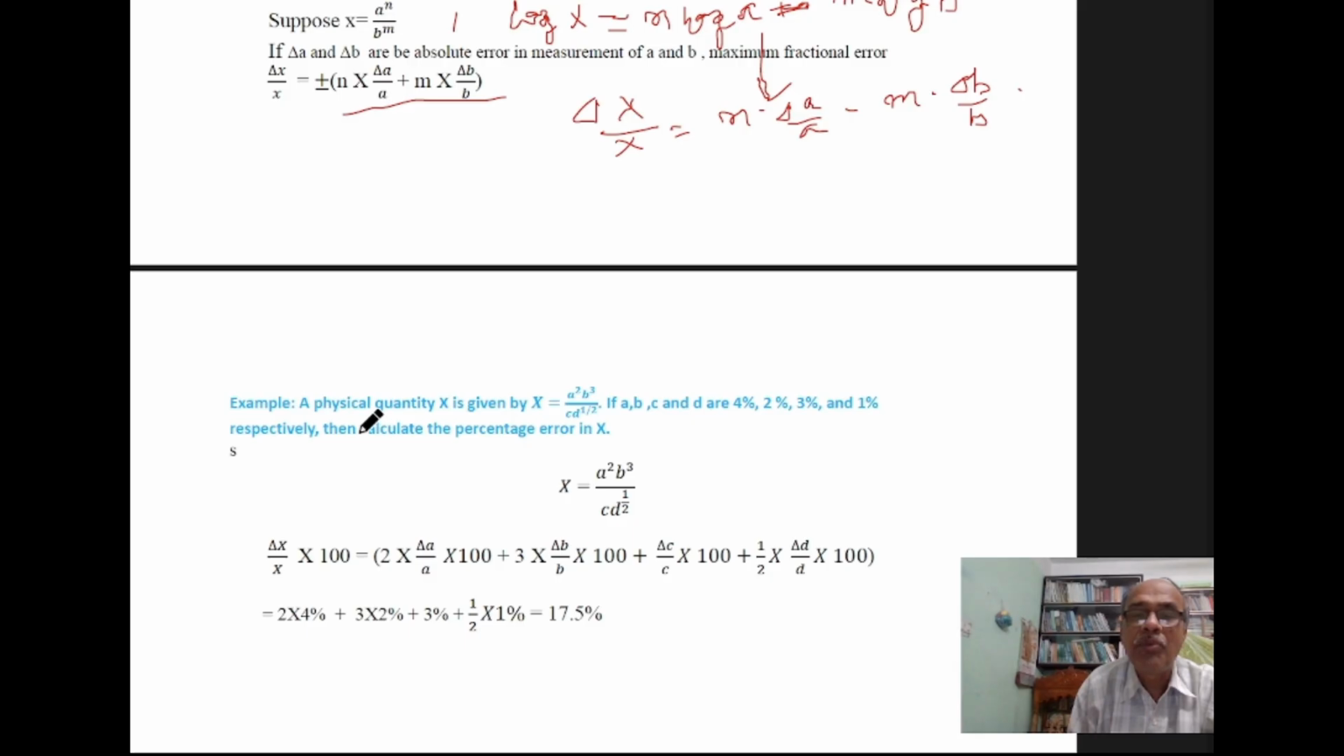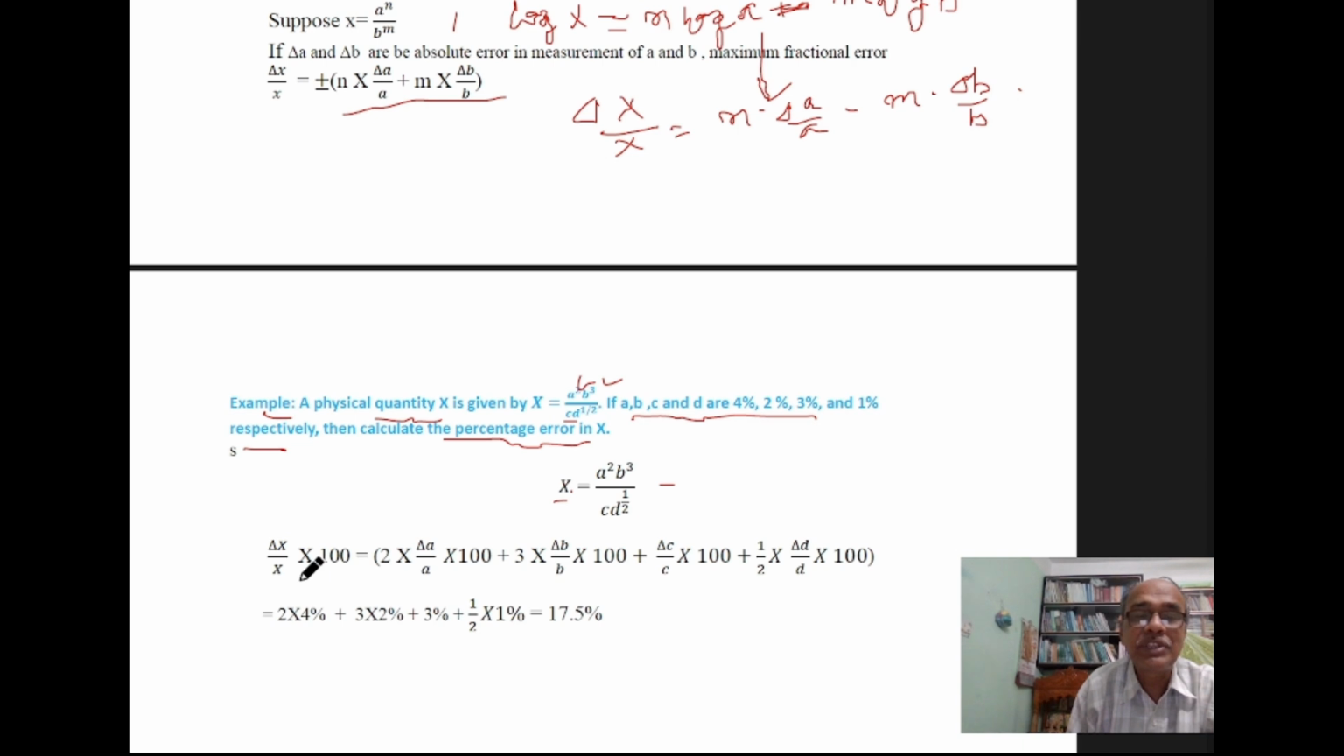Now we will take one example. Here one physical quantity X equal to A square B cube divided by C D to the power 1 by 2. Then percentage of error is given. So calculate the percentage error of X. From the above formula we can write delta X by X equal to 2 delta A by A plus 3 delta B by B plus delta C by C plus half of delta D by D.